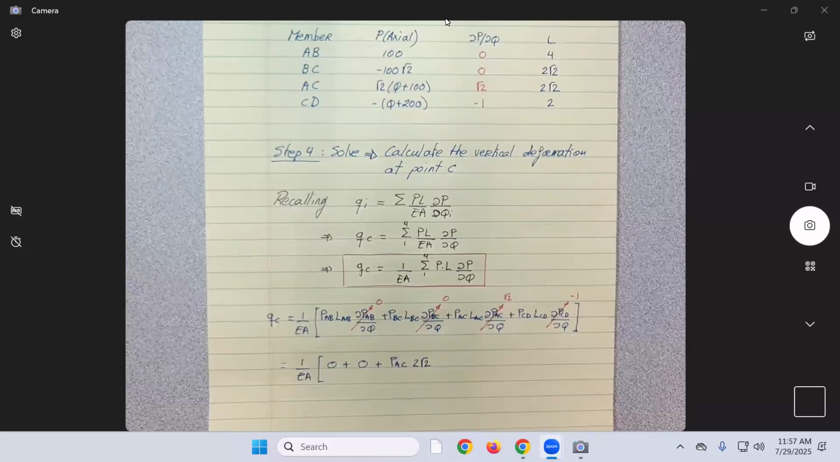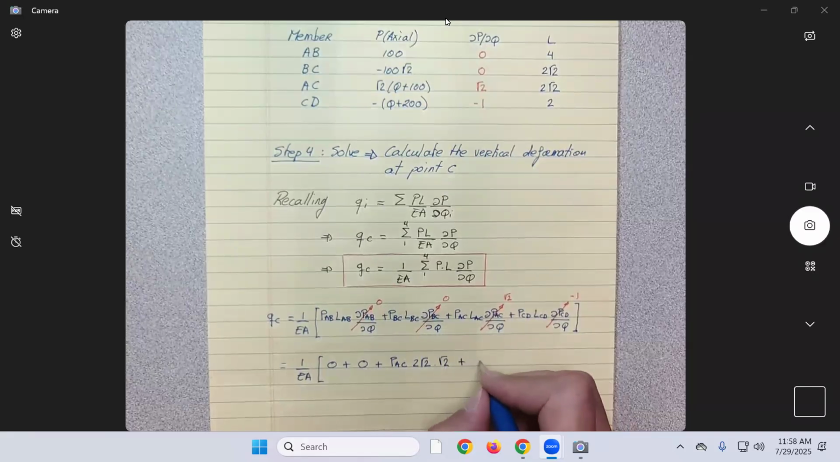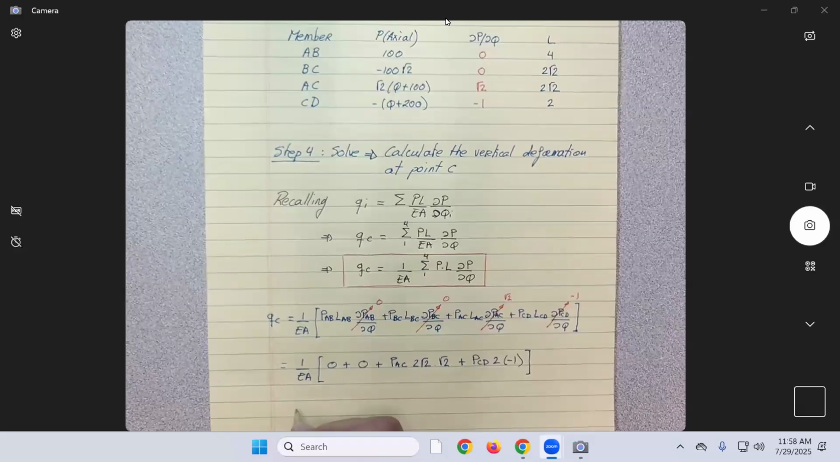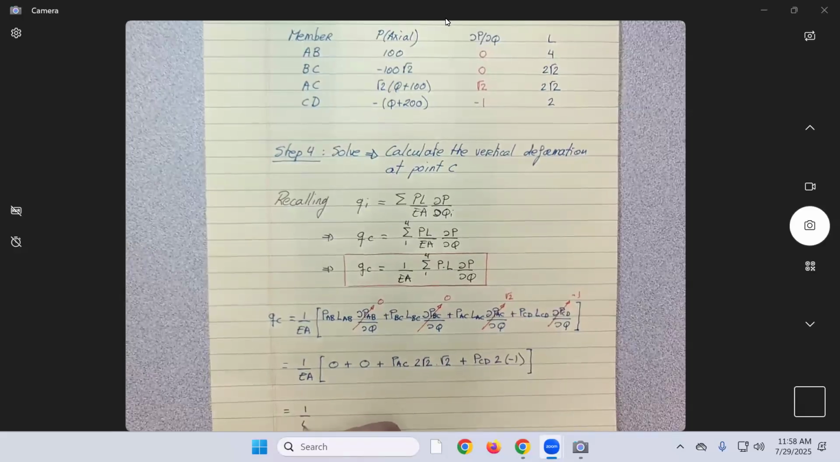Square root of 2 times square root of 2, which just means plus PCD times 2 times 2 times -1. So I'm going to get 1 over EA.